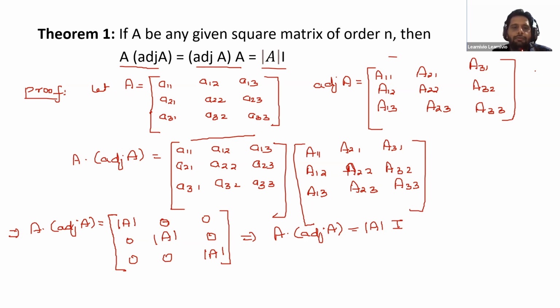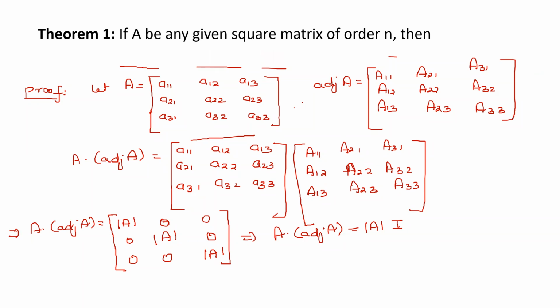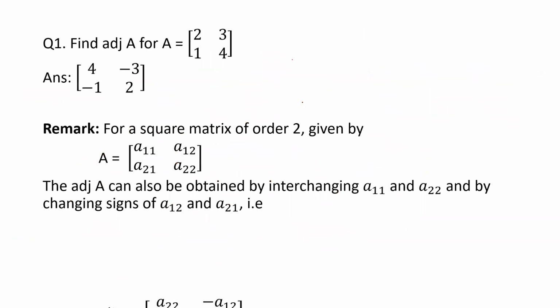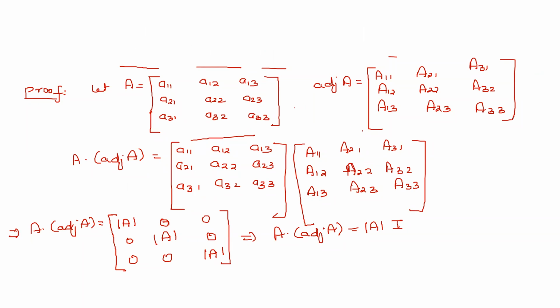What is a minor? Minor of an element of a determinant? Sir, when we remove the row and column of the matrix, the remaining element is the minor. Very good. And what's the cofactor? Cofactor is the minor multiplied by (-1) to the power of the sum of the row and column. Okay, good.